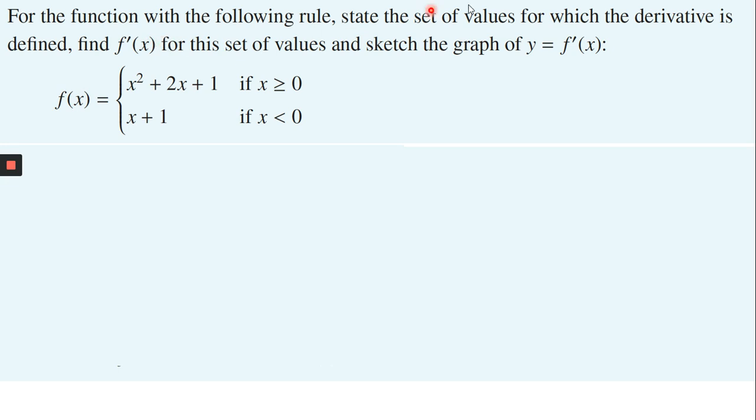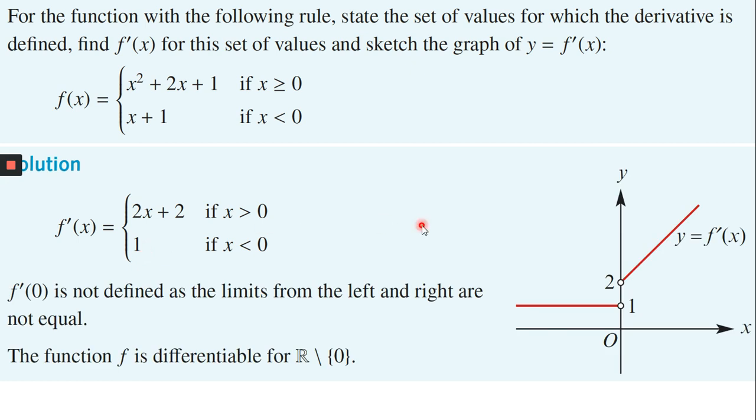Here's another one. Find f dash of x and sketch the graph. So again, we're differentiating this, sketching the graph. Not as simple, this one, is it? Greater than or equal. So we've got 2x plus 2. And here we've got y equals 1.